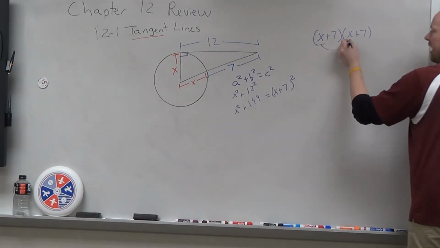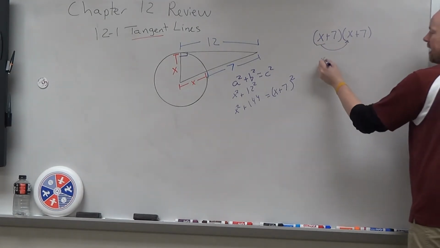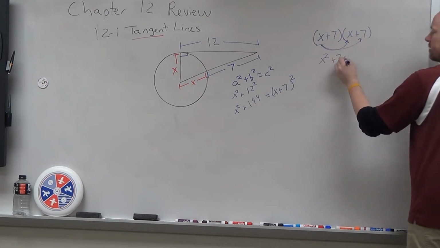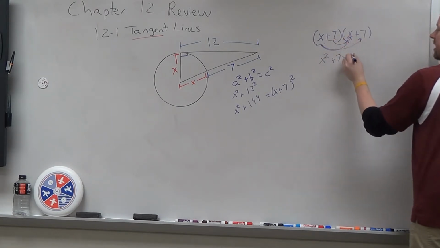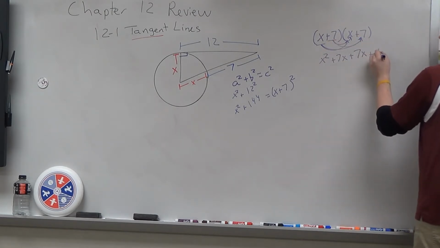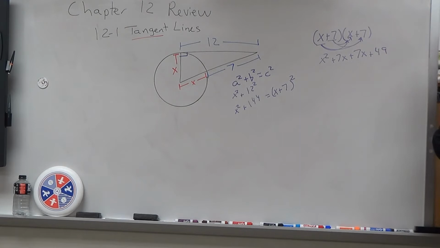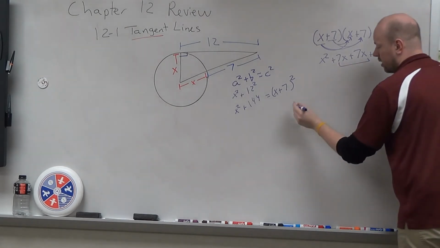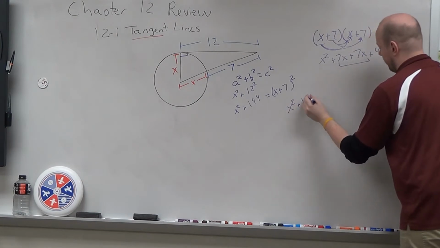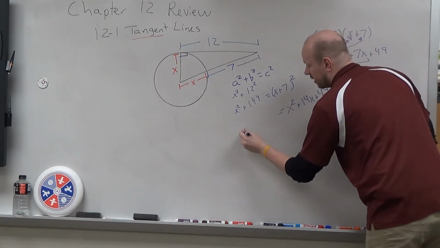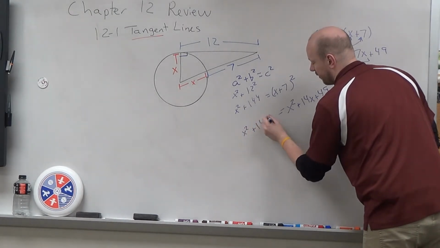So x times x gives me x squared. x times 7 gives me 7x. 7 times x gives me 7x. 7 times 7 gives me 49. And now here I can just combine like terms, so I get x squared plus 14x plus 49 equals x squared plus 144.